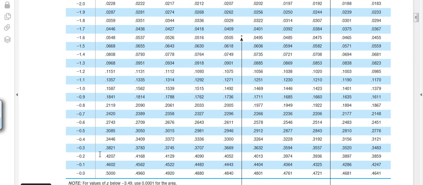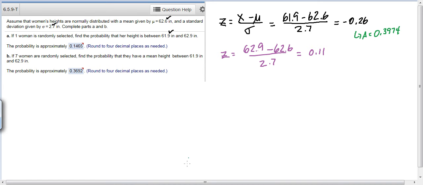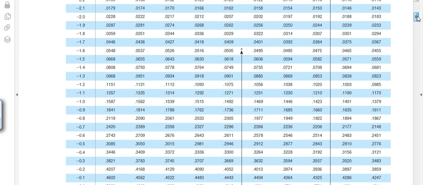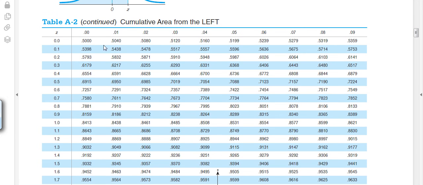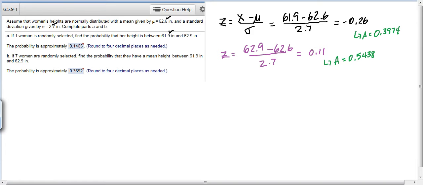So we go to negative 0.2, 0, 1, 2, 3, 4, 5, 6. So 0.3974 right there is our number. That's the number we need. Now likewise, we're going to do the same thing for a z-score of 0.11. That's a positive number, so we scroll down on our formula sheet to positive z-scores and go to 0.11, so 0.5438. Alright, so we found our two areas, the area for negative 0.26 and the area for 0.11.